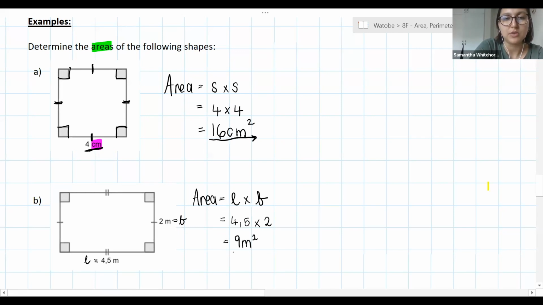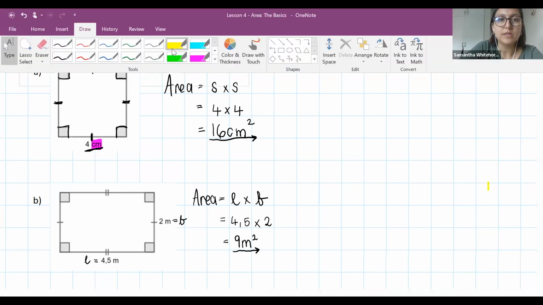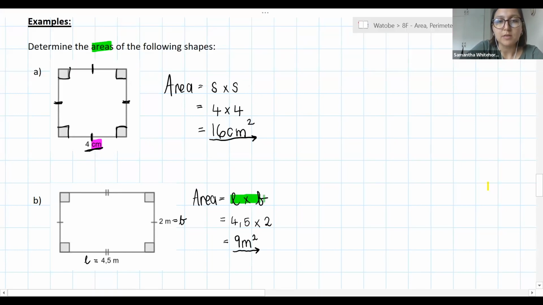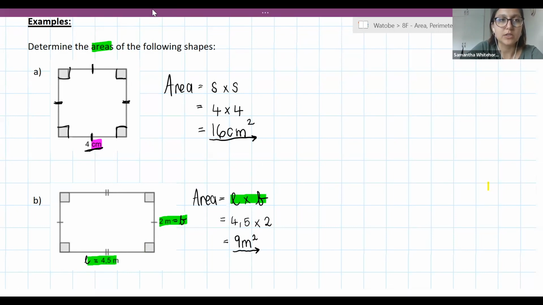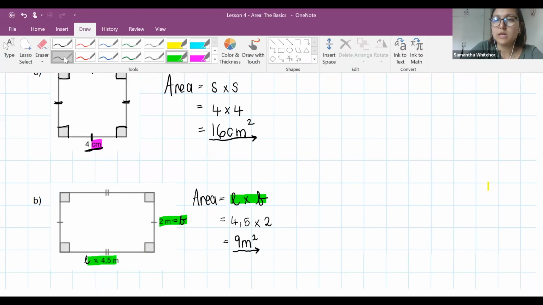Guys, remember, units squared, this length or these dimensions were in meters. So it means that my area needs to be 9 meters squared. So guys, importantly, as our QA said, all we do is we follow the formula. So it says length times breadth. My length is 4.5. My breadth is 2. And so we just times them together. That's all we need to do. Nothing more than that. Okay, so just bear that in mind when doing it.